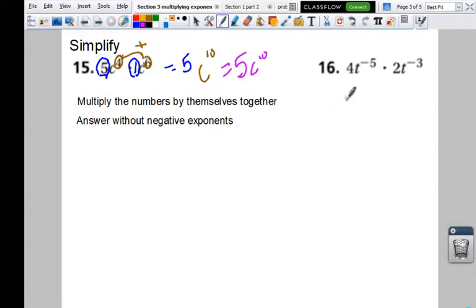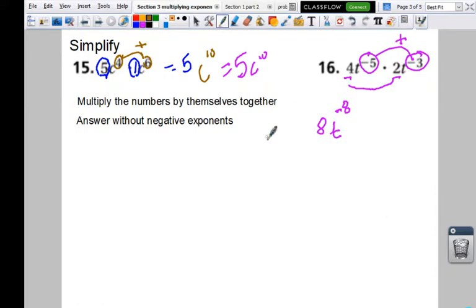All right, let's do number 16 here. So I have this 4 out in front, and I have a 2 out in front, right? These are just regular numbers. We're going to multiply them together and go 4 times 2, which is 8. And I can put t's together, because I have t to the negative 5 and t to the negative 3. So I'm going to add these together. And I'm going to get t to the, I have negative 5 plus negative 3. So remember, we keep these negatives here. Negative 5 plus negative 3 is negative 8. So I have 8t to the negative 8.